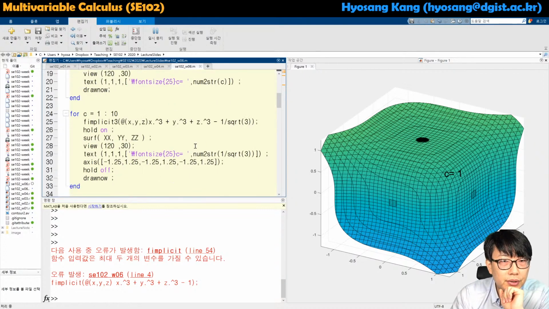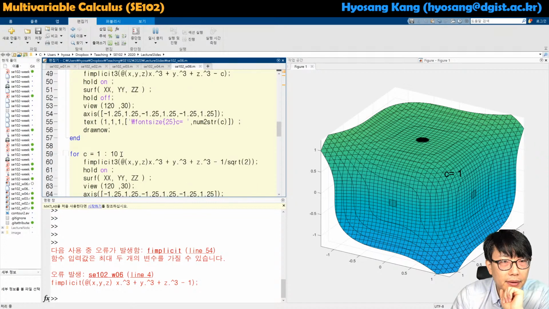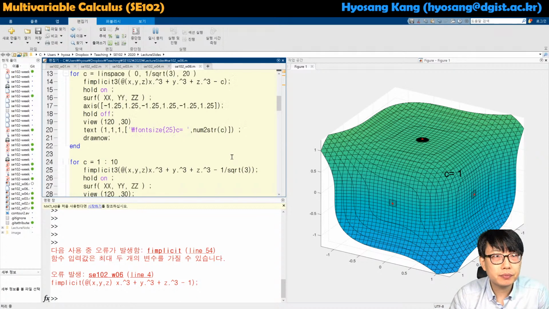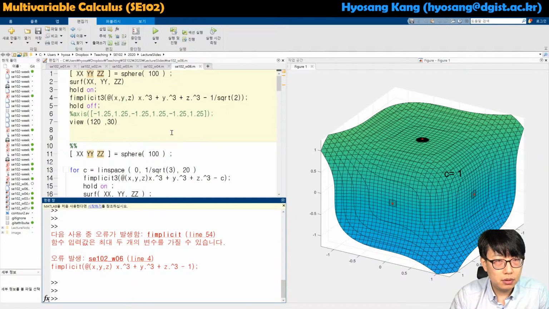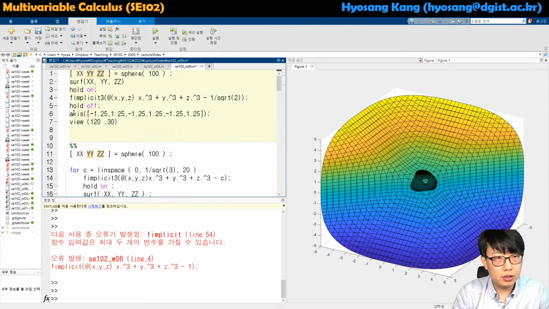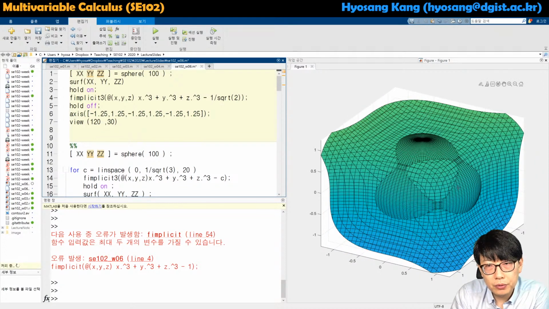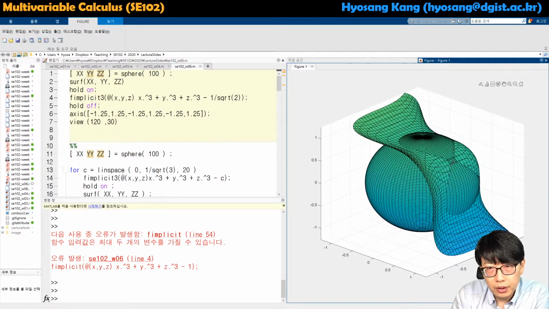Let's see, what was the c here? 1 over square root of 2. Let me draw that here. Oh, it's large. Okay, so this is our picture. We have 3 touching points. These are not local maximum or local minimum. What happens to the point? Here's the sphere point. Let's look at this one point here.